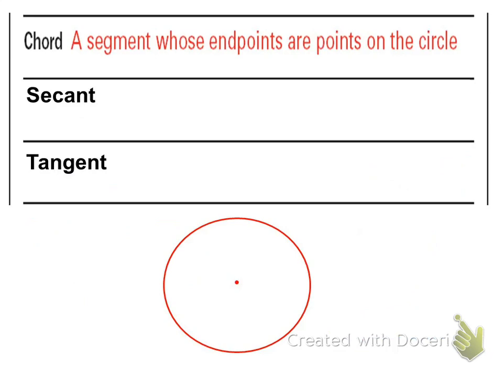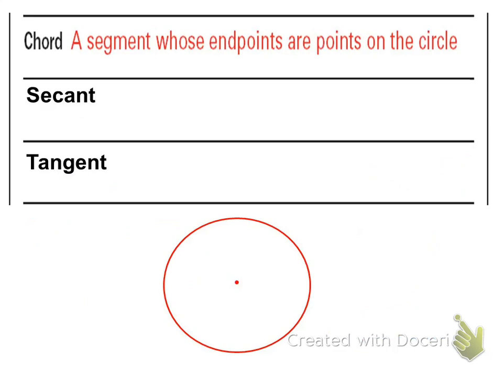It would have to pass through the center. Secants and tangents are different than chords. Secants and tangents are lines. How is a line different than a segment? It never stops. Lines never stop. Segments have endpoints, but lines never stop.